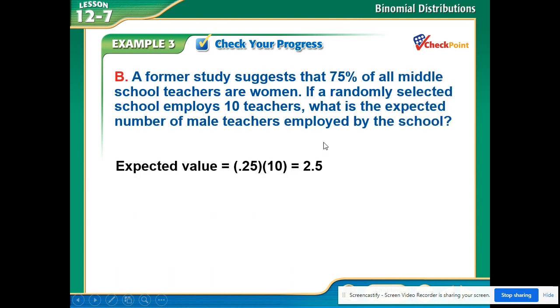How many should we expect? Well, 0.25 times 10, or 2.5. So 2 or 3 male teachers is what we should expect if this data is correct.